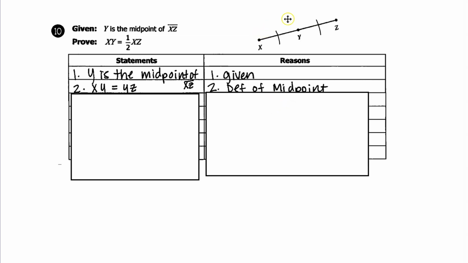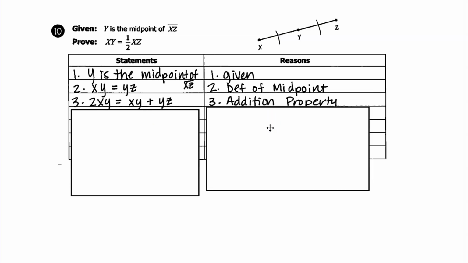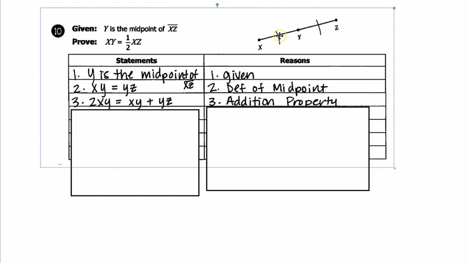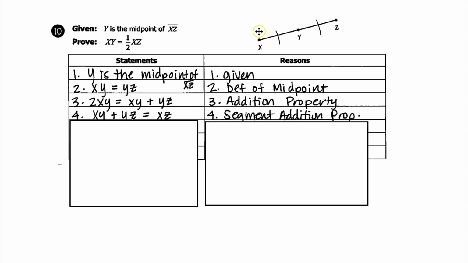And what will happen is that we know that 2XY will equal XY plus YZ. Why is that? Well, that's just the addition property. We know that this plus this will just equal 2 of these because 2 of those equals XZ. All right, next thing we have is XY plus YZ equals XZ. That is your segment addition postulate, right? XY plus YZ equals XZ.